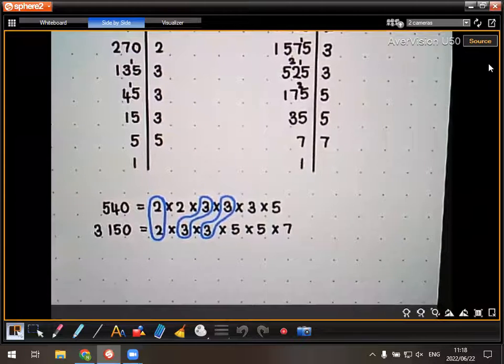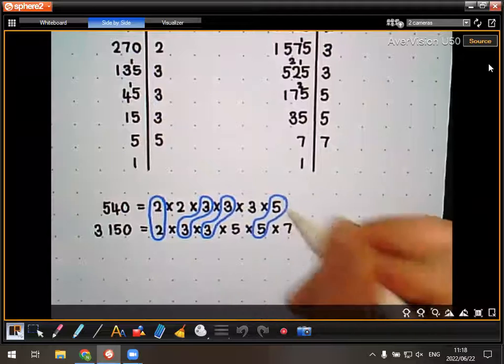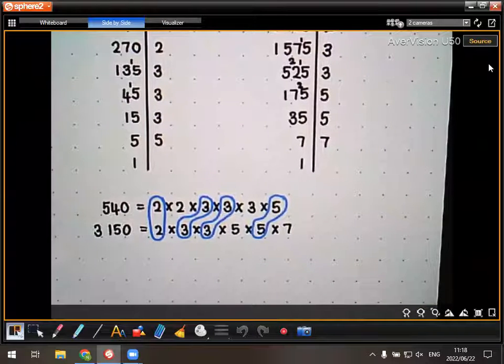Is there a third 3 in both of them? No. What about 5? Is there a 5 in both of them? Yes. So guys, which factors are common? 2, 3, 3, and 5. We're just going to multiply those together, and that is the HCF.